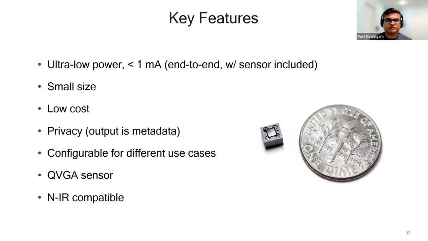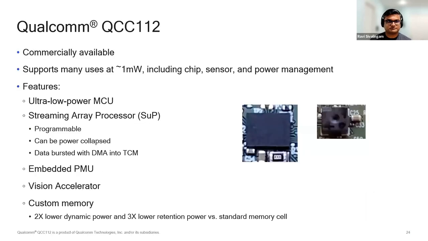And this is configurable for many use cases. We'll walk through various different applications. It has a QVGA, a quarter VGA, so 240 by 320 image sensor. And it is also near IR compatible. So it helps a lot in low light scenarios.